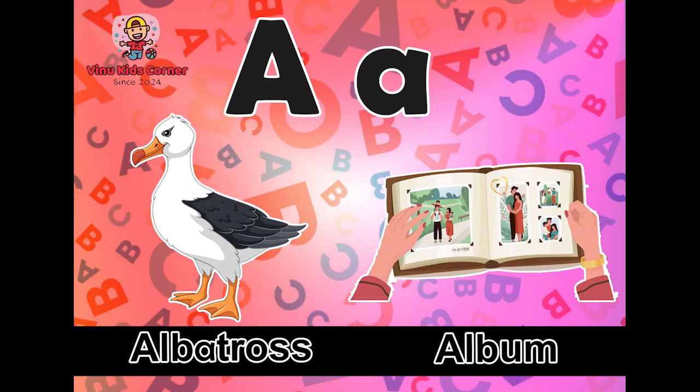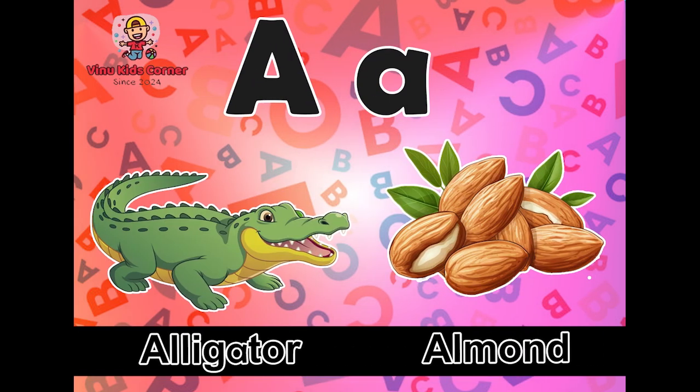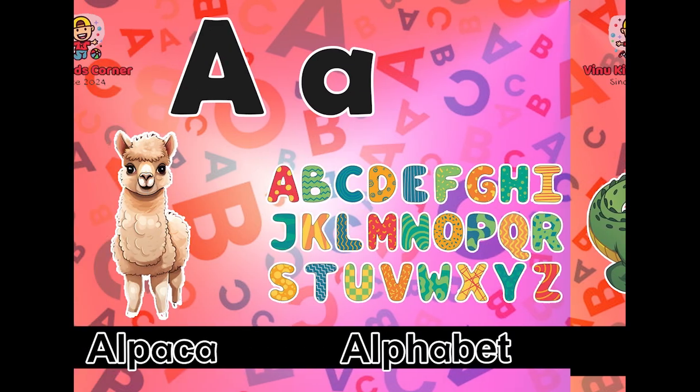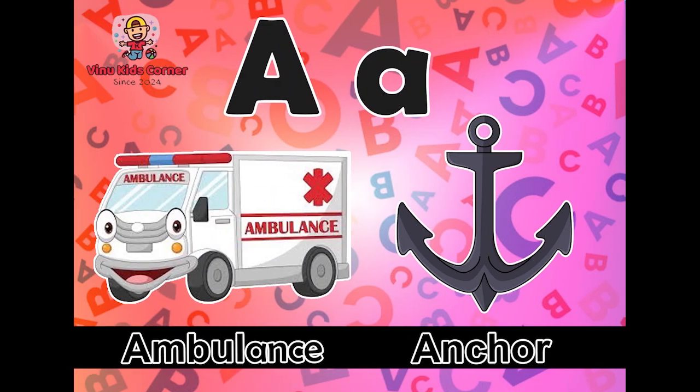A is for albatross. A is for album. A is for alligator. A is for almond. A is for alpaca. A is for alphabet. A is for ambulance. A is for anchor.